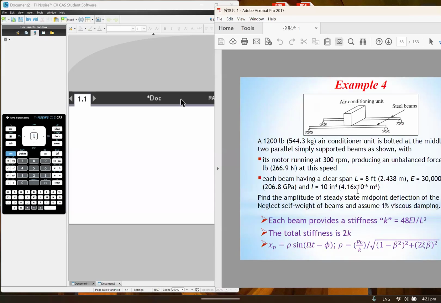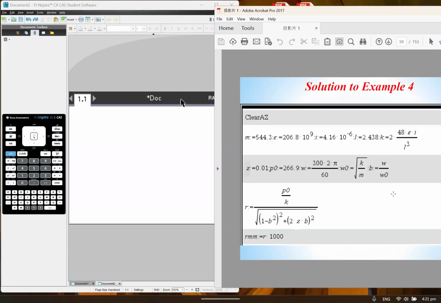Let's recap. We've got the stiffness, and we're going to use stiffness and mass to compute omega 0, the natural frequency, and then we'll compute the beta ratio, the frequency ratio, and also we're given the damping as 1% viscous damping here, and we then can find out the amplitude of the steady state midpoint deflection, which is rho.